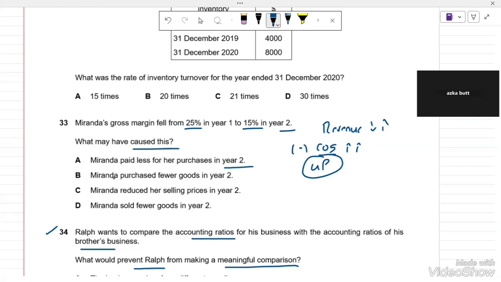The B part is that Miranda purchased fewer goods in year two. So if Miranda is purchasing fewer goods in year two, but there is no information related to revenue, then the cost of sales could be increasing, because we know that the cost of sales increases if the purchases are increasing, if the opening inventory is increasing, and if maybe the closing inventory is decreasing.